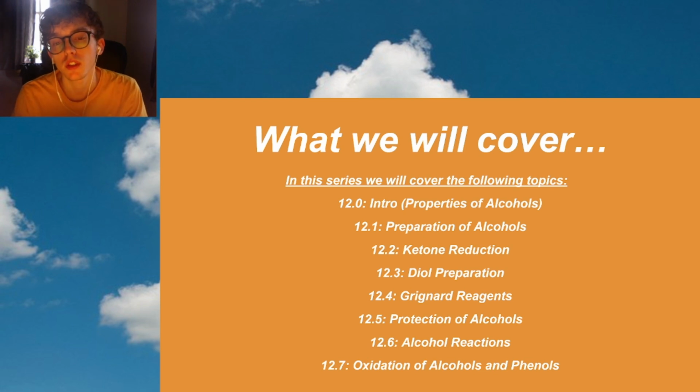So the things we're going to cover in this series: we're going to start with the properties of alcohols. We're going to go to the preparation of alcohols, kind of a review of Organic Chemistry 1. We're going to see ketone reduction. Diol preparation, how can we make diols, two alcohol groups? We're going to look at Grignard reagents, which do similar things to ketone reduction. We're going to look at the protection of alcohols and alcohol reactions. How do alcohols react with other molecules? And then we're going to look at the oxidation of alcohols and phenols.